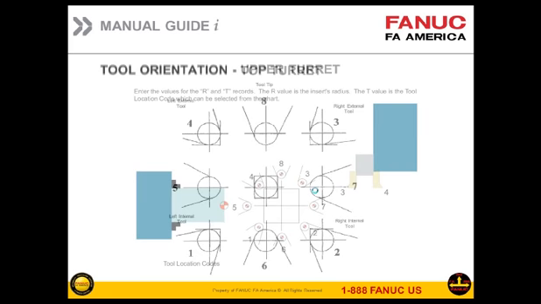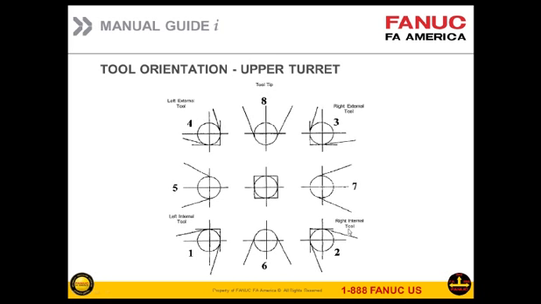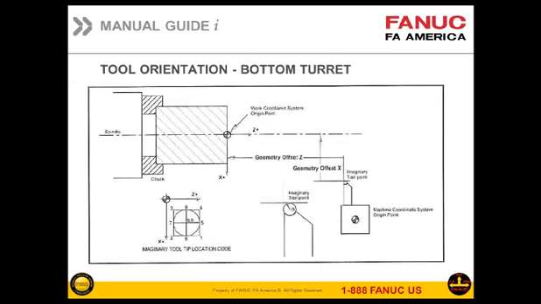The next one shows it a little better and just describes it a little better. Right external tool is a number 3. Number 2 is a right internal tool. And number 7, as you can see, would be a drill because it's on center. All right, this is tool orientation based on a bottom turret. Again, it still uses the same numbers. For this little diagram here, the number 3 is still a turning tool. The number 2 is still a boring bar. And number 7 is still a drill.